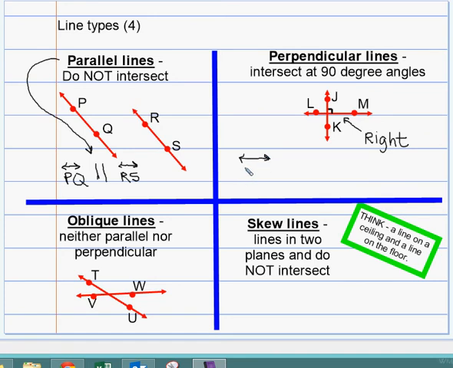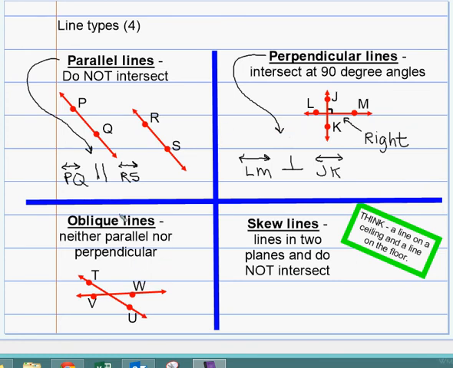You might want to write this down. LM and line JK, and then we're going to put the perpendicular symbol. Okay, and perpendicular is going to look like this. Looks like an upside down T. So that tells you that you have perpendicular lines.